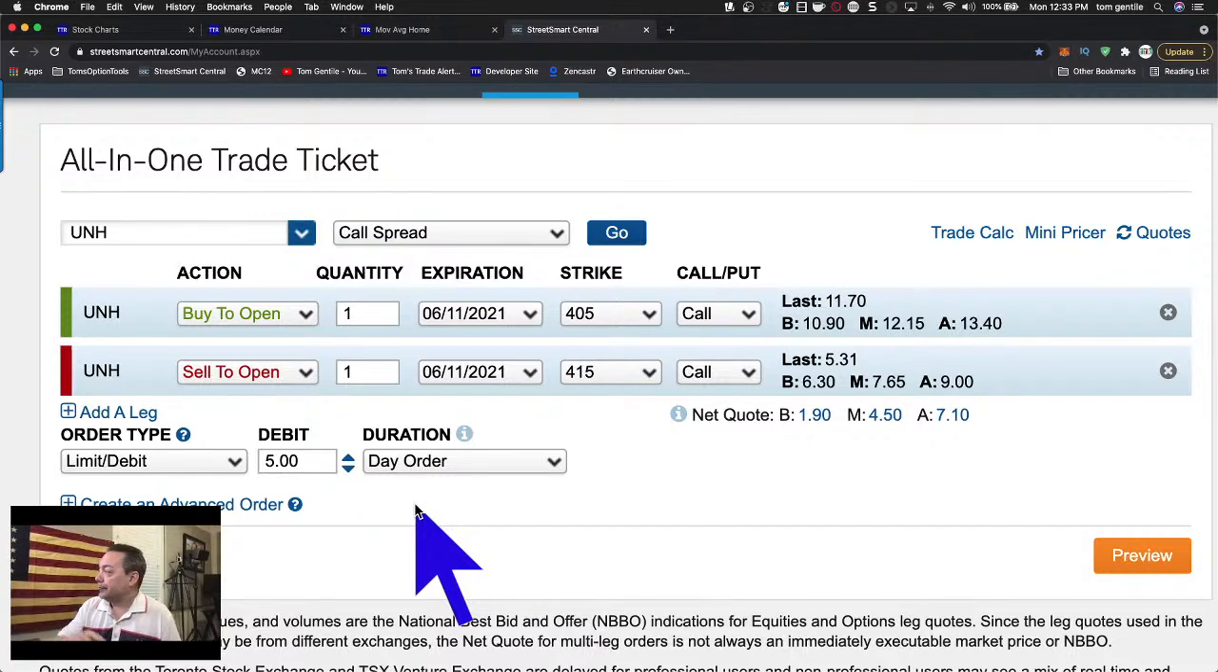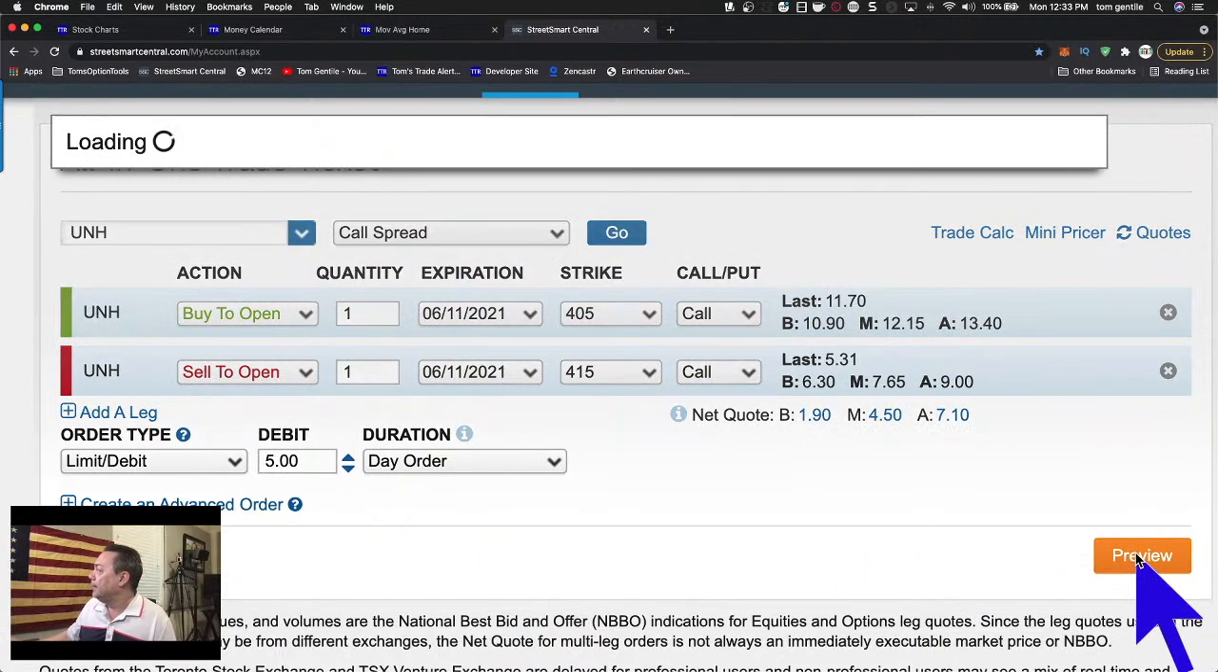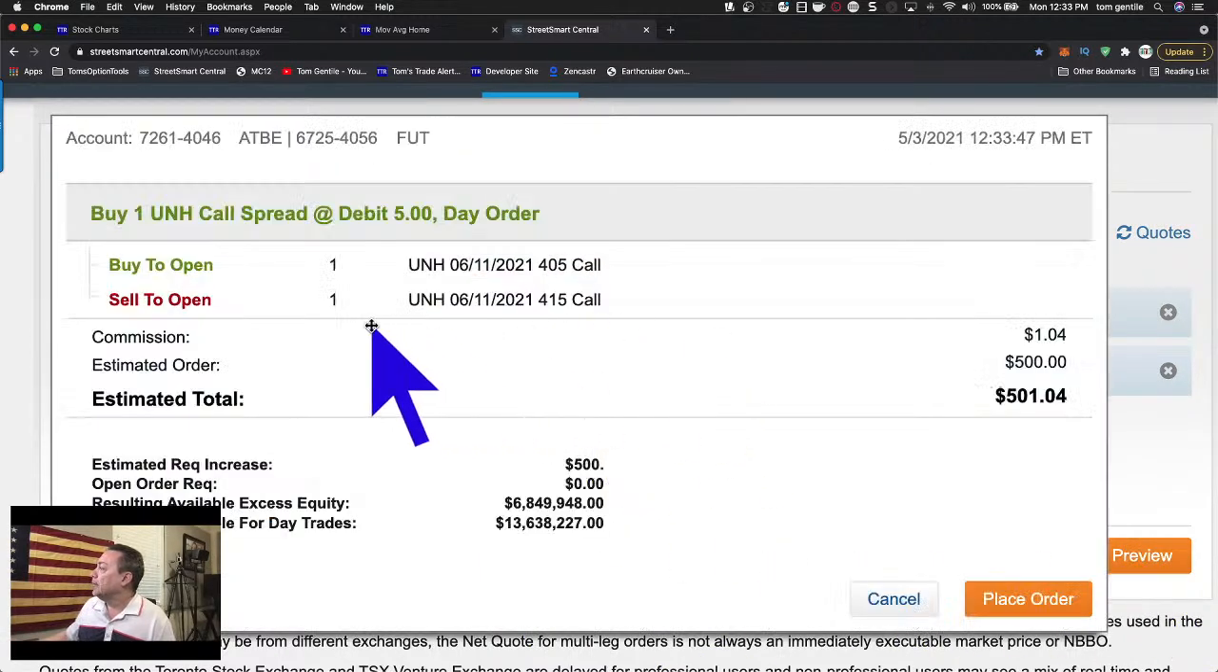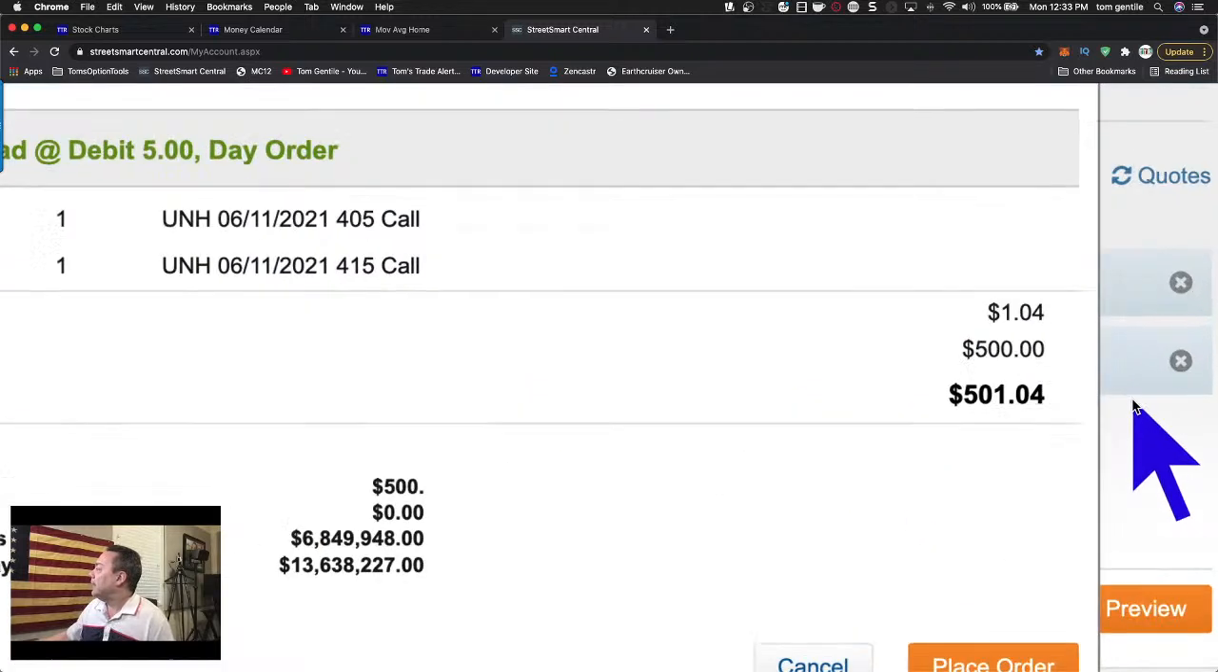I've done a couple of things here. I've lowered the cost of this trade to $500. See this when I preview this order? Look what I'm doing. The trade is buying the 405, selling the 415, being able to do that for $500 plus a little bit of an exchange fee.